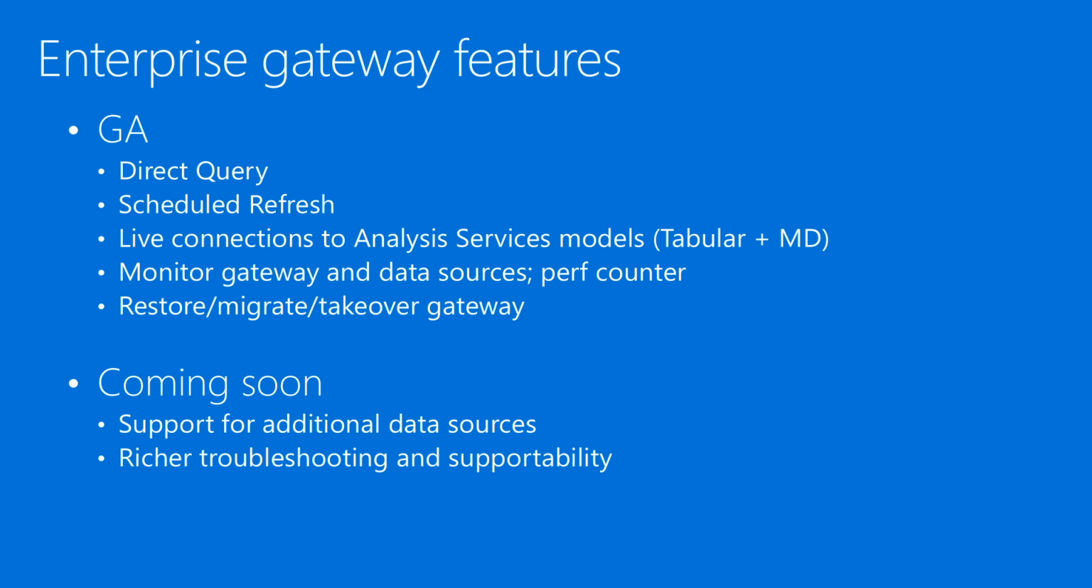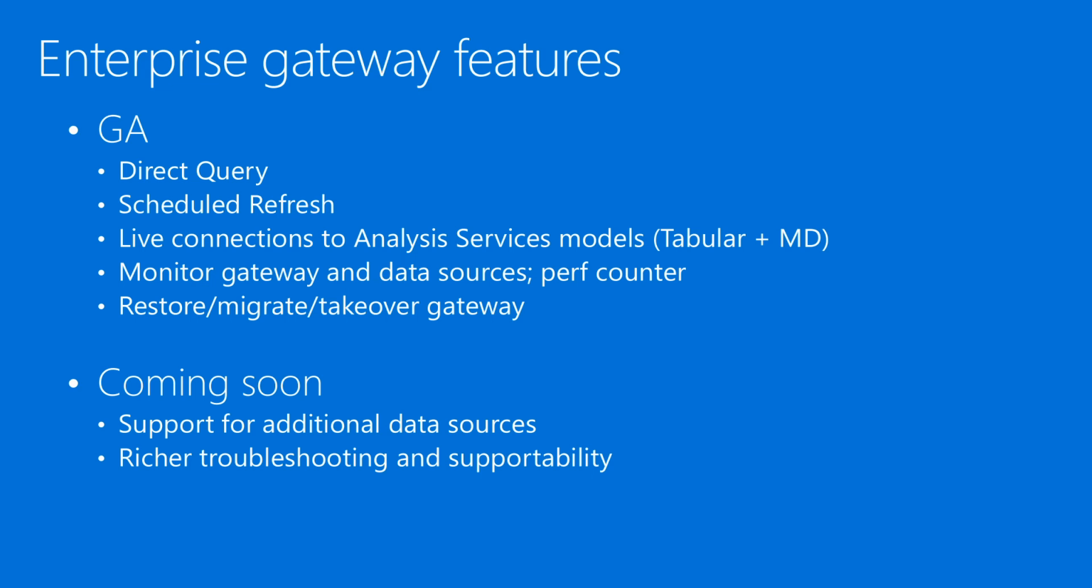So just to summarize the enterprise gateway features, we GA'd about 2 months ago, and the features supported is direct query for 4 different data sources, and hopefully we're going to expand it to all supported data sources. The other one is we're supporting scheduled refresh as of last month, live connection to analysis services models, both tabular and MD. So we have the parity with analysis connector.